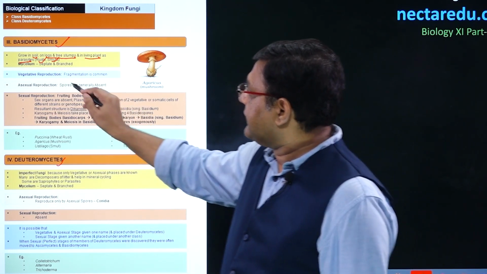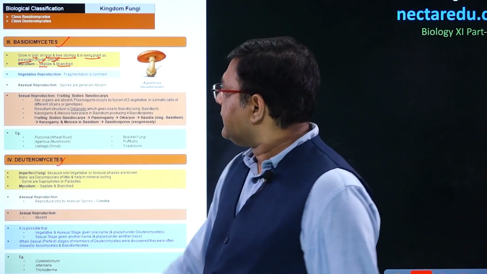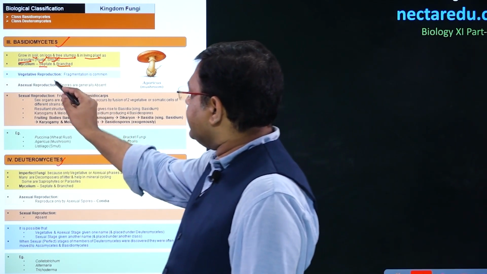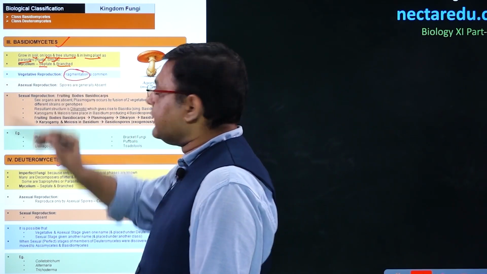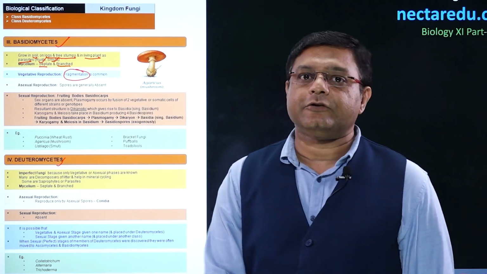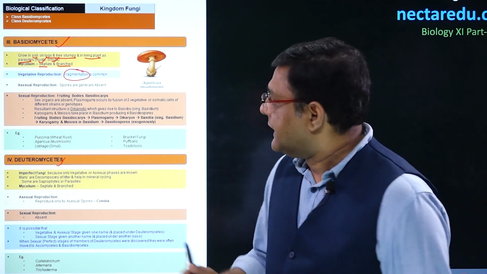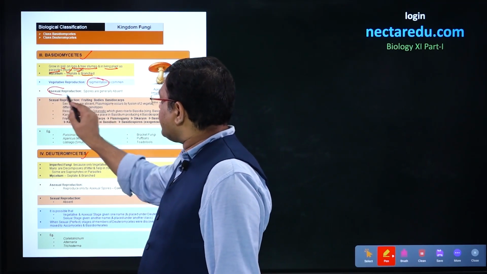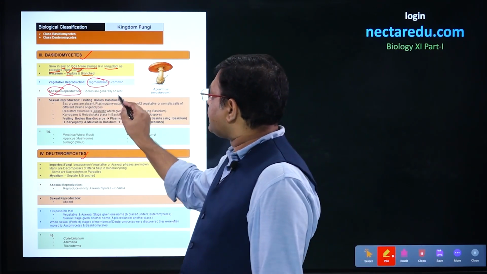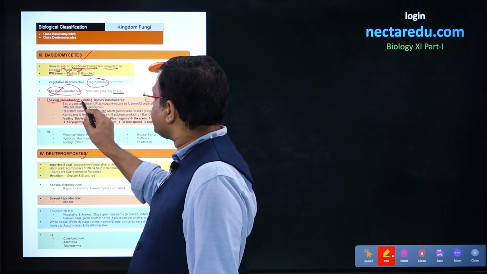Mycelium structure: it is septate and branched. The three types of reproduction, vegetative, asexual and sexual reproduction, are present. Vegetative reproduction occurs commonly by the process of fragmentation. The body will break into small fragments and each fragment will give rise to new fungi. The second is asexual reproduction. Now, in the case of Basidiomycetes, asexual reproduction is generally absent, so it will be sexual reproduction which will be present over here.